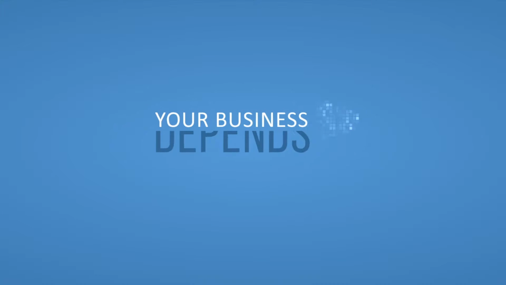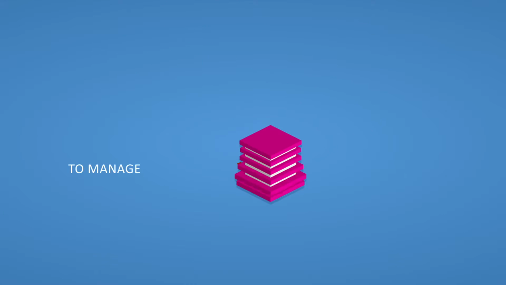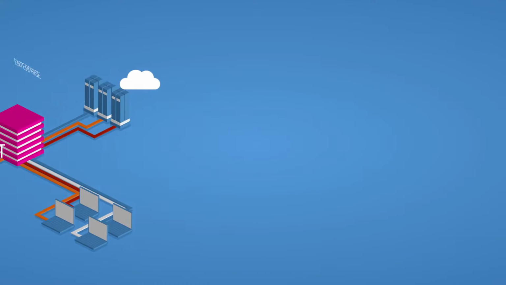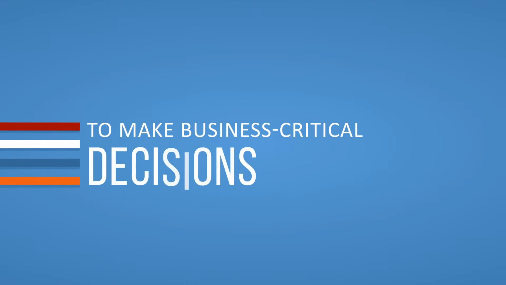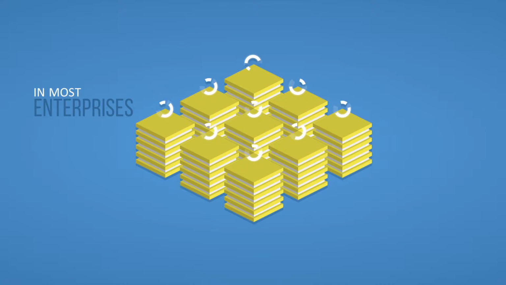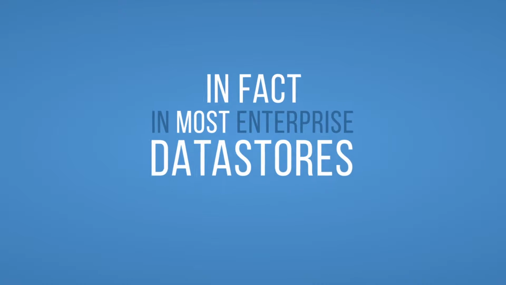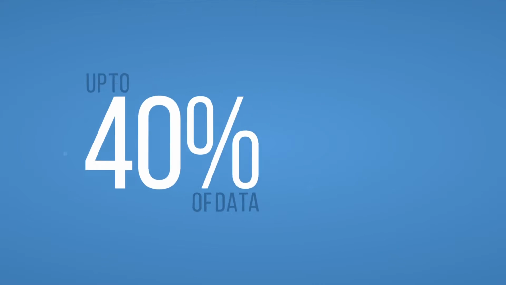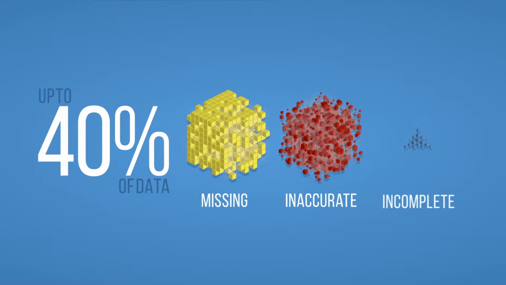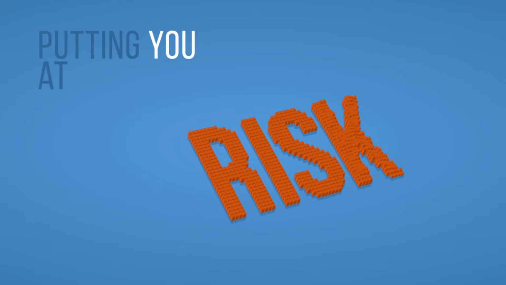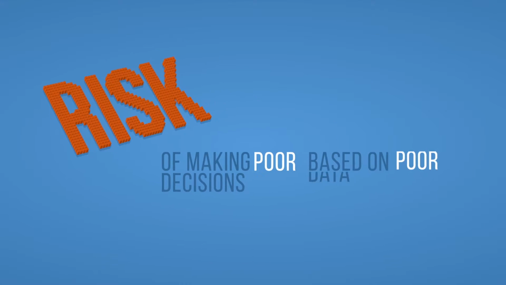Your business depends on data to manage your mission-critical IT environment and to make business-critical decisions. And yet, in most enterprises, the data driving your environment is often undependable. In fact, in most enterprise data stores, up to 40% of critical IT data is missing, inaccurate, or incomplete, putting you at risk of making poor decisions based on poor data.